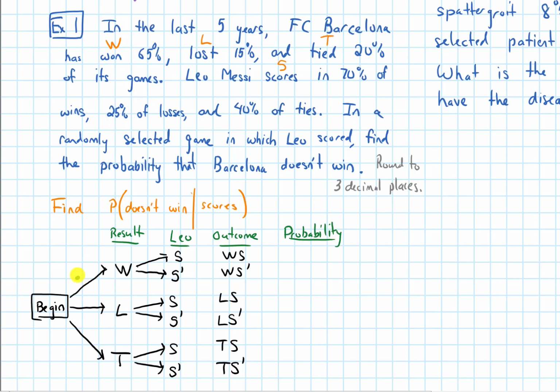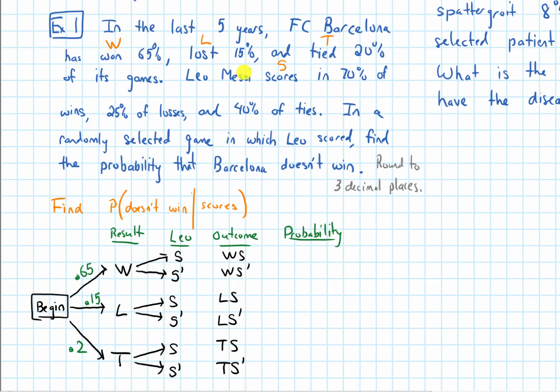So I'll write a 0.65 on this branch. They lose 15%, so I write 0.15 on this branch to L, and they tie 20% of their games. So I write 0.2 on the branch going to T to tie.